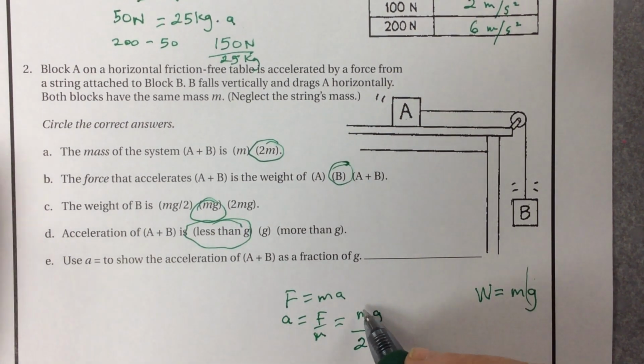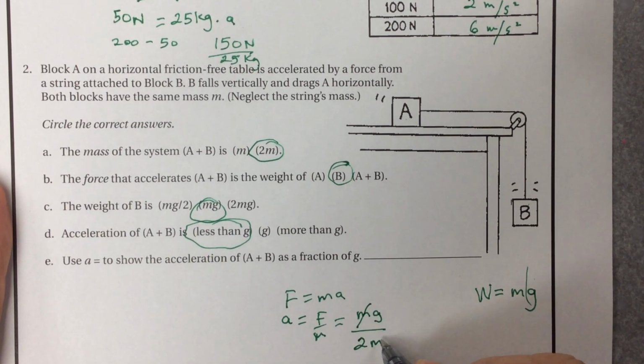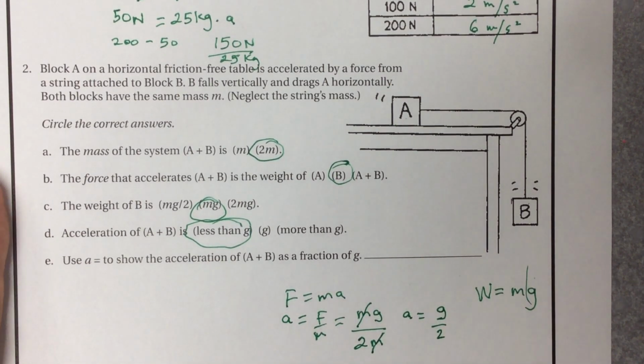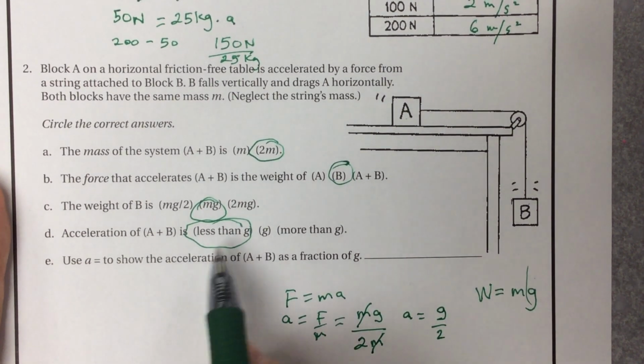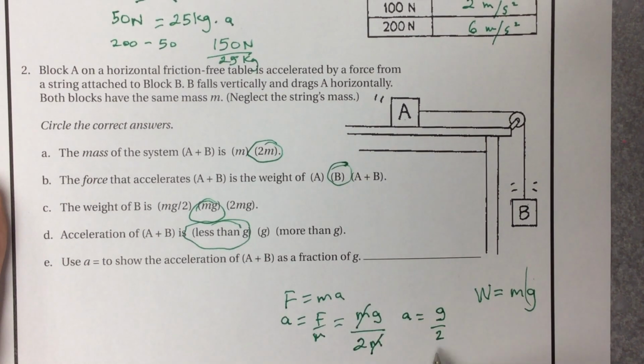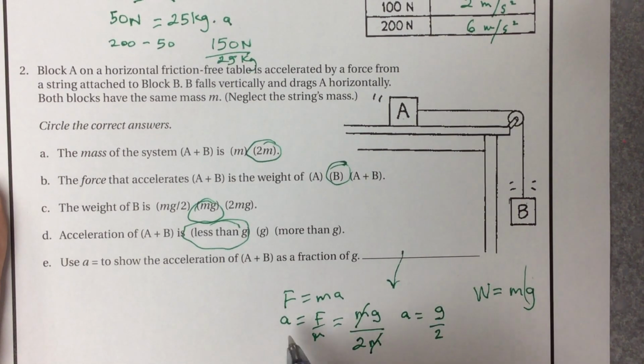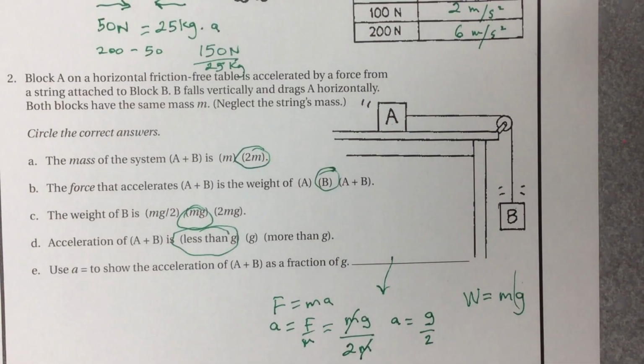Well, I've got m on the top and m on the bottom, so they can cancel. So acceleration equals half of gravity. Okay, half of gravity. So it's going to be less. That's why this was less than gravity. This is showing that it's a fraction of gravity. So I'll just say, look down here. Force equals ma, A equals F over m, mg over 2m, m's cancel, A equals g over 2. It's half of gravity. All right, great.